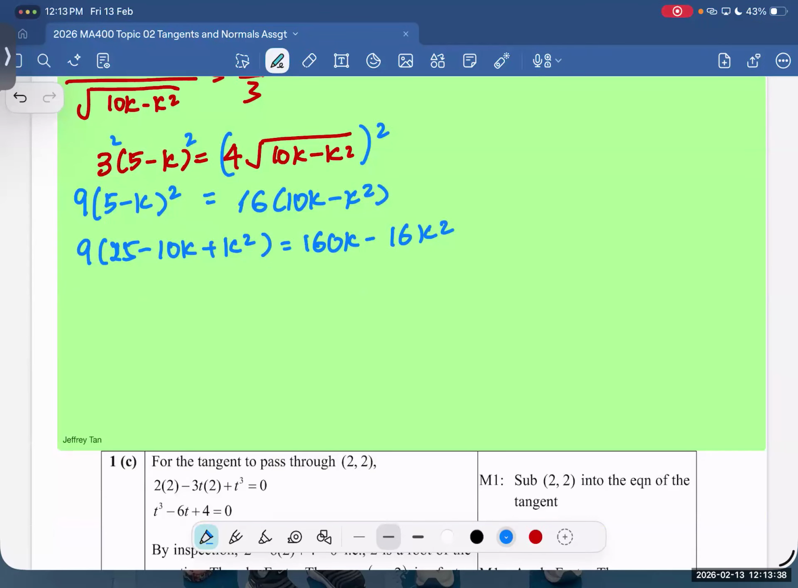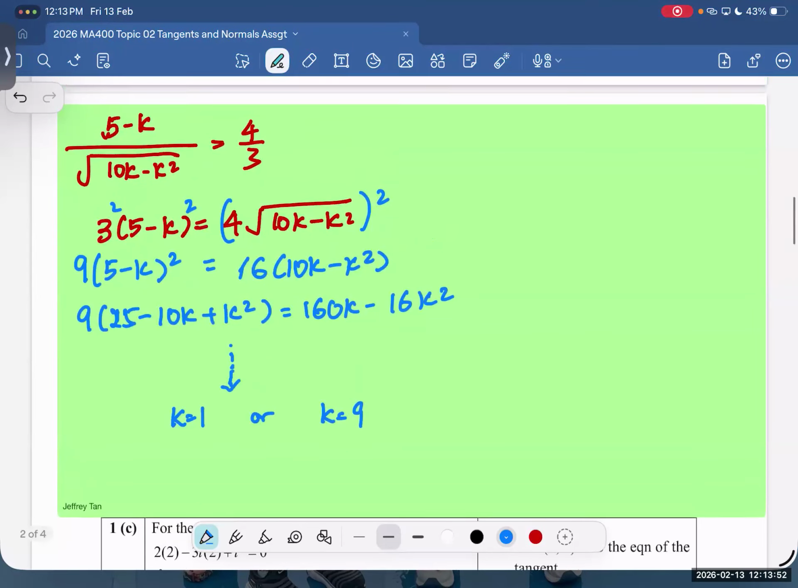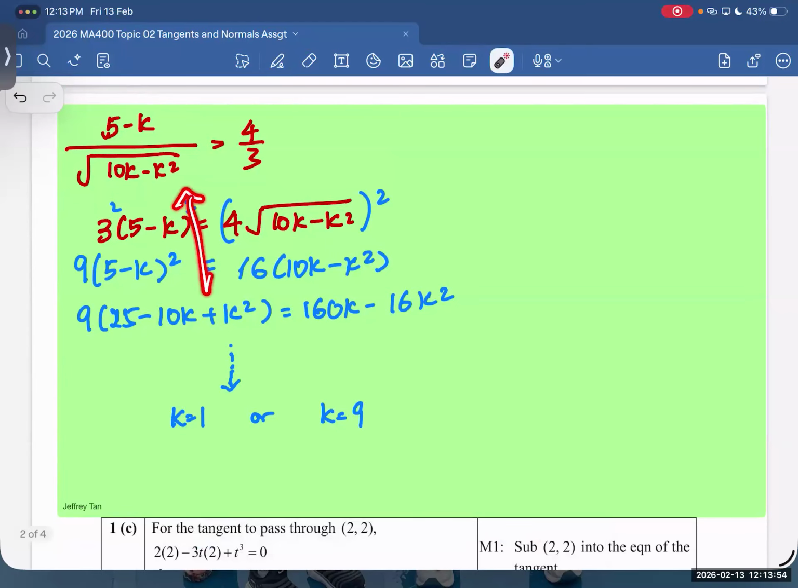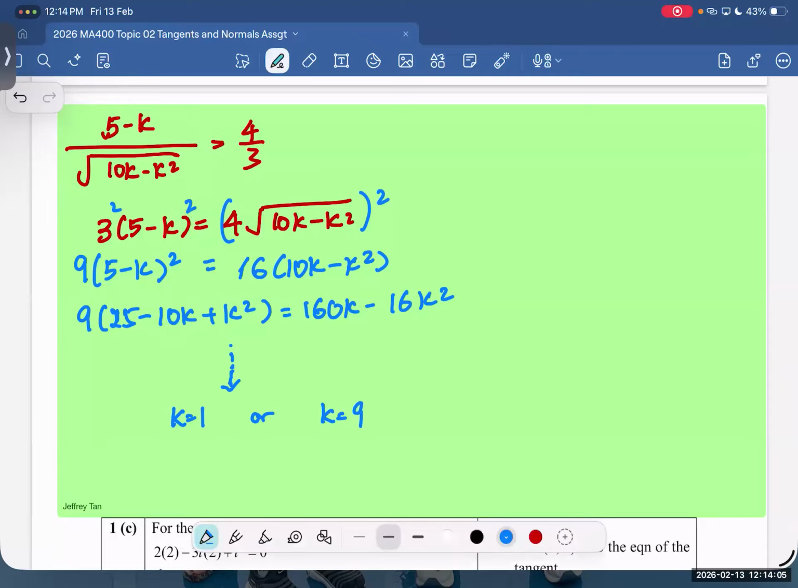I think from here, maybe I don't go on now. The last part, I think I journey with you. You can get k equals 1 or k equals 9. Now, some of you did not reject k equals 9. Now, let me show you. When you have a surd equation, remember, when you square both sides, what happens? It's possible you get unwanted answers. That is why you must check.